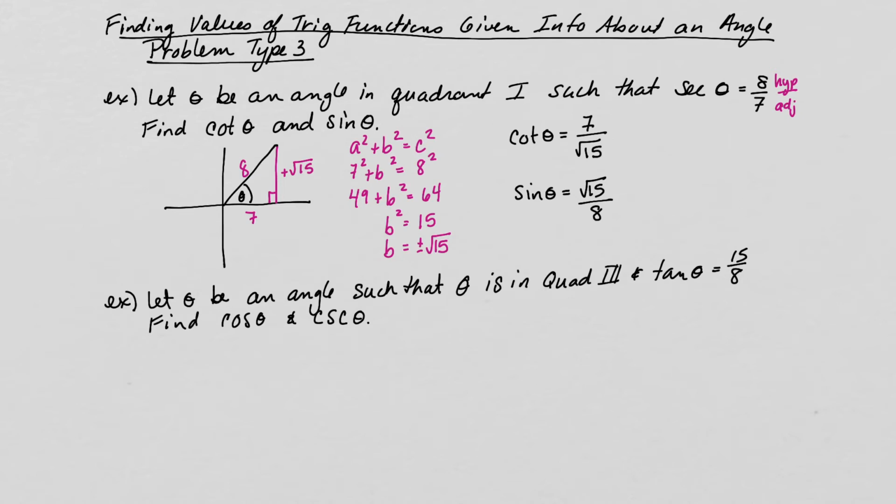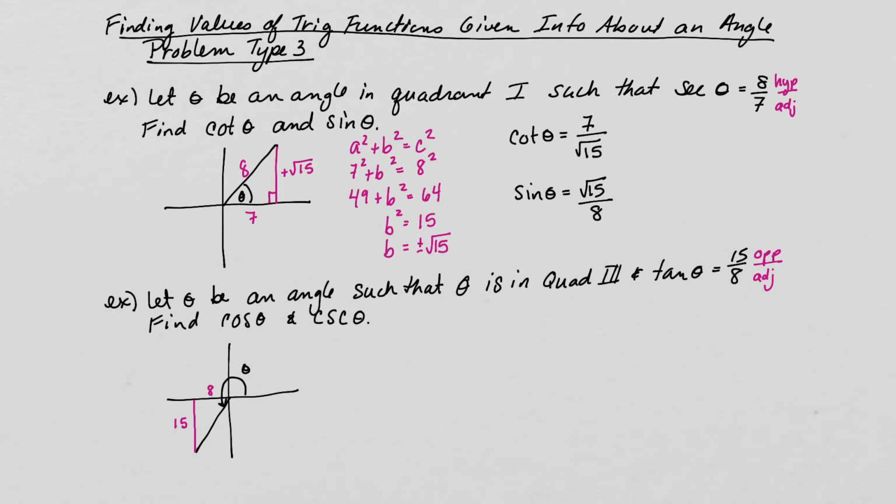In the next example, it's kind of similar again. So let theta be an angle such that theta is in quadrant 3 this time, and the tangent is 15/8. So remember, the tangent is the opposite over the adjacent. And we're in quadrant 3, so we're sitting somewhere down here. So the opposite side here would be 15, and the adjacent is 8.